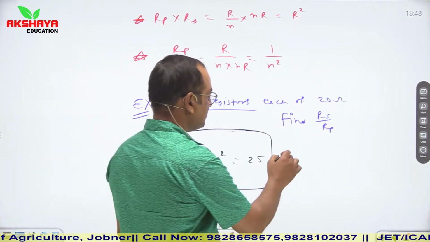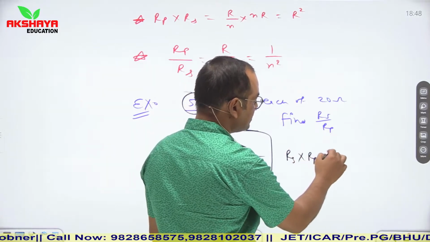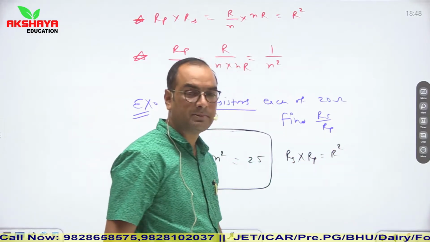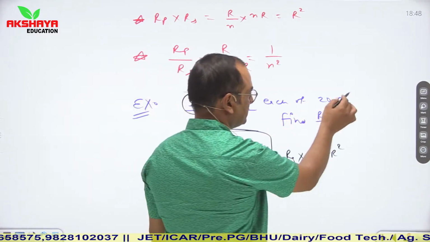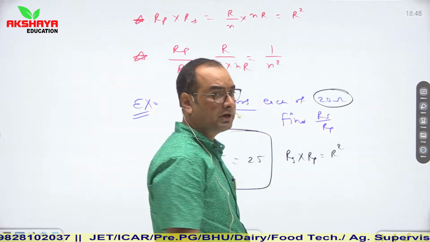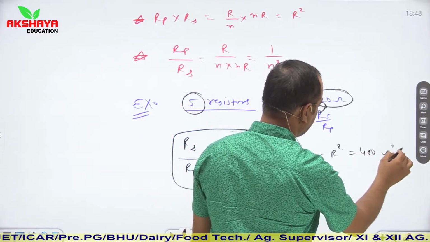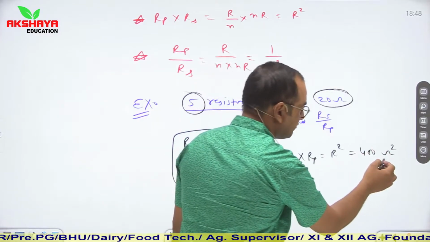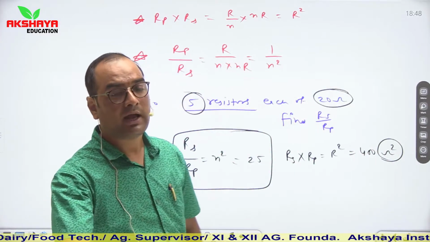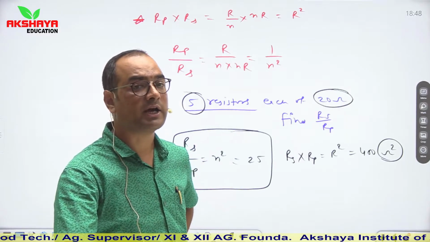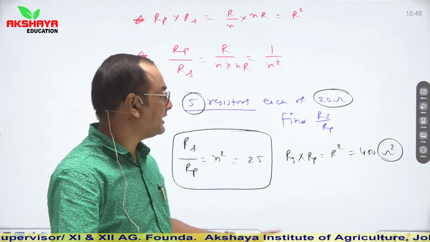And if you are asked multiplication, so Rs into Rp, this multiplication is equal to R square. Value of R is 20 ohm. So 20 whole square means 400, and its unit will be 400 ohm square. So focus on the unit also. You may be given in the options 400 ohm and 400 ohm square. So the correct option will be 400 ohm square. So this is the concept of another pattern.